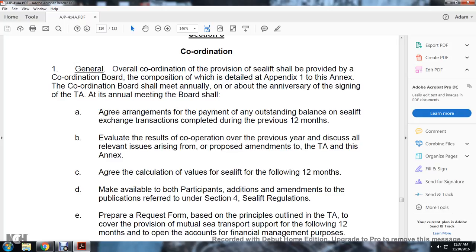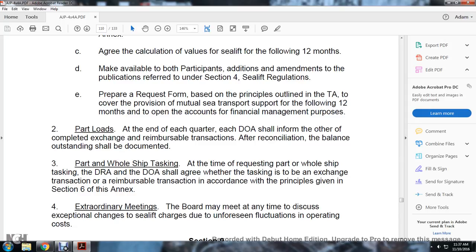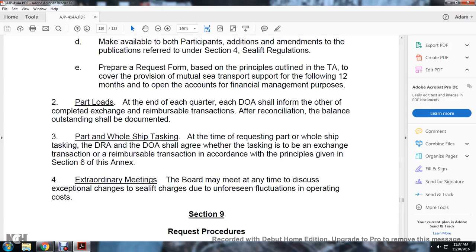the calculation value of the sealift for the following 12 months, make available to the participants any amendments to the publication referred to in Section 4 of the sealift, prepare the request based on the principles outlined in the technical arrangement, cover the provision of multiple sea transportation support for the following 12 months, and open the accounts for the financial management. Each of the Defense Designated Operating Authority shall inform the other of the complete exchange and reimbursement transactions of the reconciliation balance, and it shall be documented. The designated requesting authority and the designated operating authority shall be tasked in such exchange and reimbursement transactions according to the provisions given in Section 6 of the Annex.